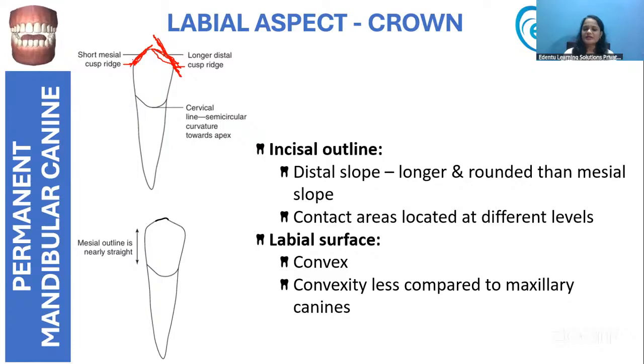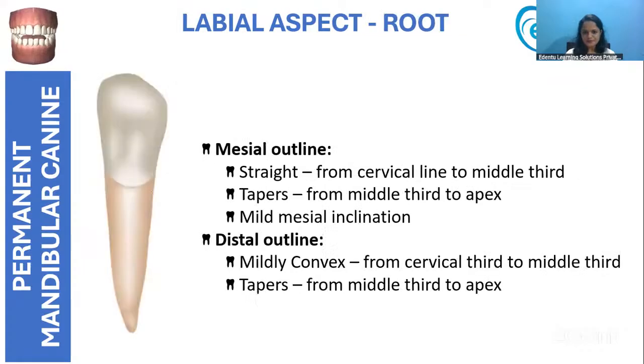Now, another one, how the labial surface is. Till now we were talking about the outlines, how the crown outlines are. Now we are talking about the surface, that is the labial surface. The labial surface is also convex, but the convexity is less when compared to the maxillary canine. The maxillary canines have a prominent labial ridge, but here it is not as prominent and not as convex as that of the maxillary canine.